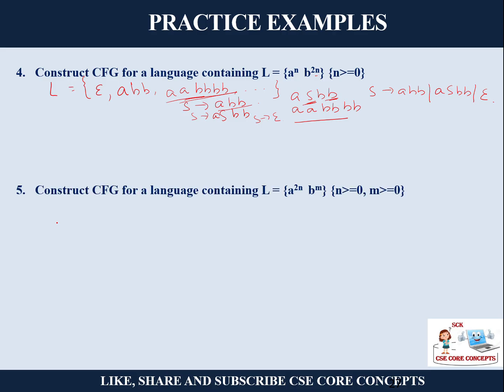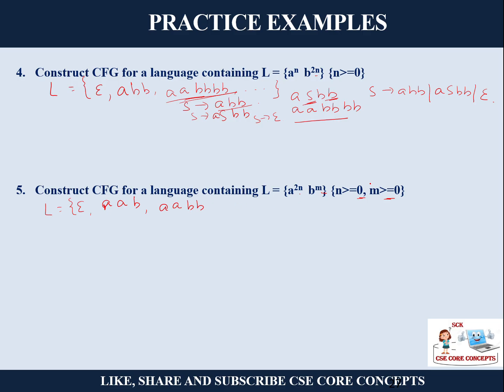Next, let's see. Construct a context-free grammar for a language containing A to the 2N and B to the M. Both are starting with 0. And A and B can be different. Okay. So let's say the language set is what? Epsilon. Then you can have A, B. Let's say N is 1, M is 1. Then you can have A, A, B.